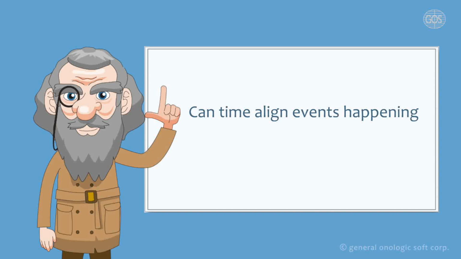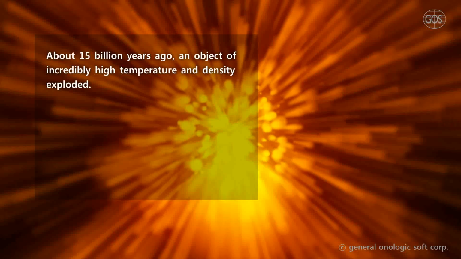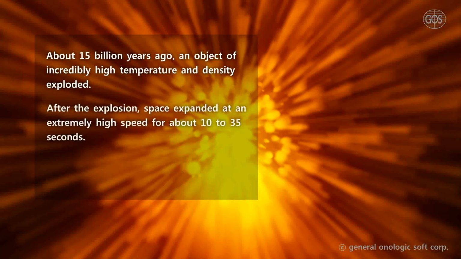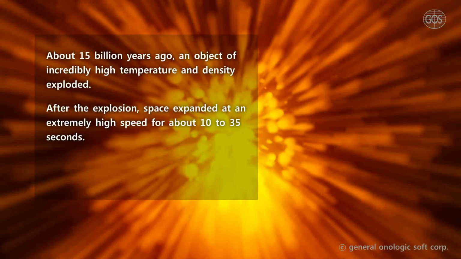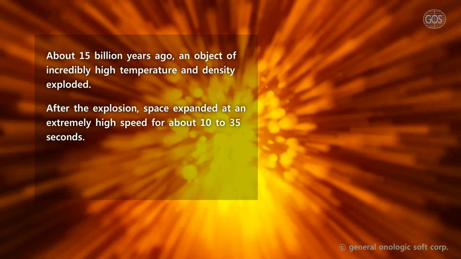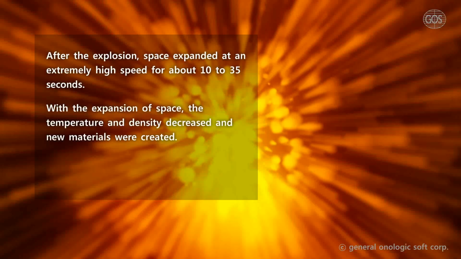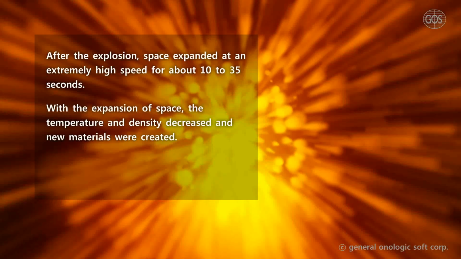Can time align events happening in space? About 15 billion years ago, an object of incredibly high temperature and density exploded. After the explosion, space expanded at an extremely high speed for about 10 to 35 seconds. With the expansion of space, the temperature and density decreased and new materials were created.